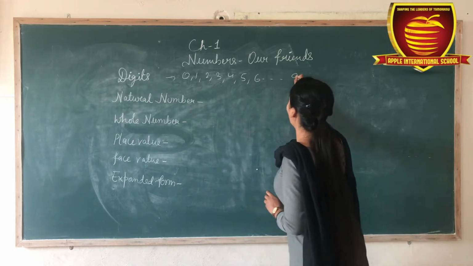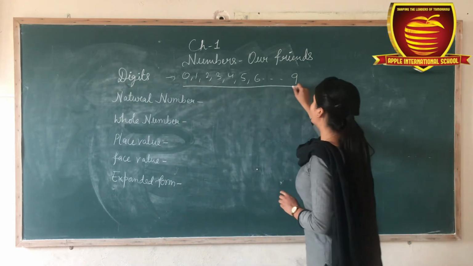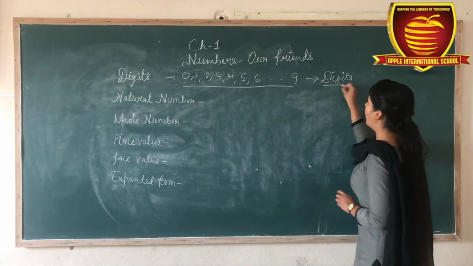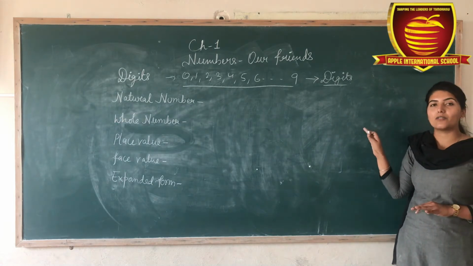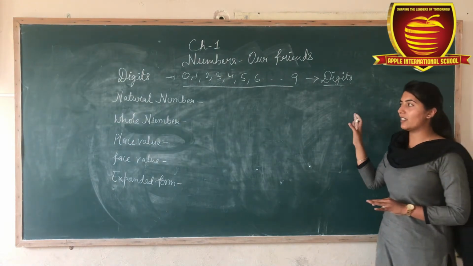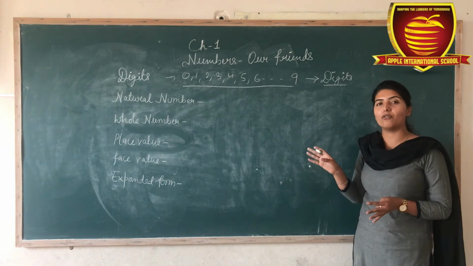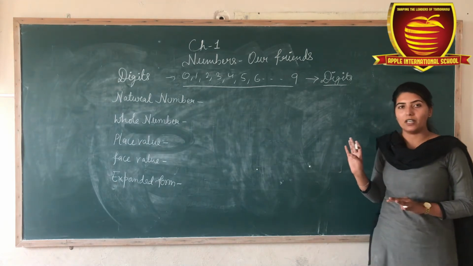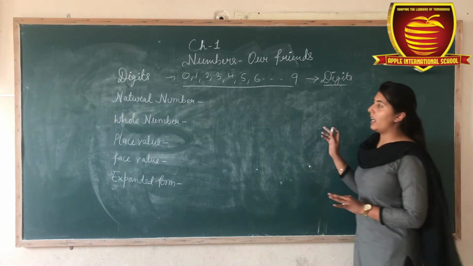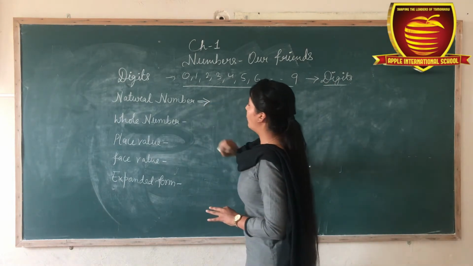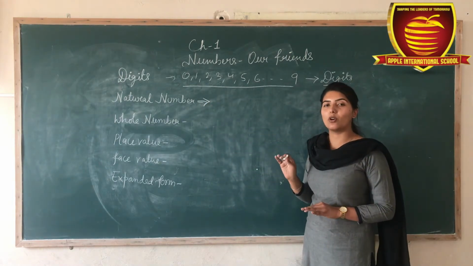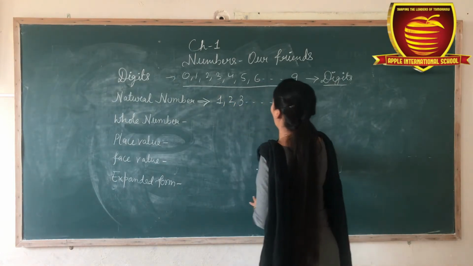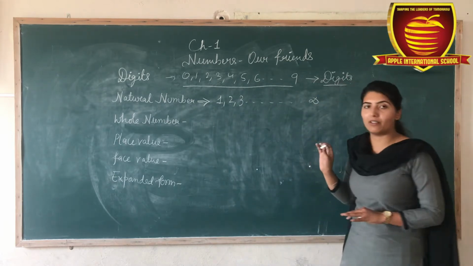5, 6 up to 9, and these symbols are known as digits. Now these digits form a lot of numbers. These numbers are differentiated into many further types, but in this chapter we discuss only two types of numbers. First is natural numbers. What are natural numbers? Natural numbers are those numbers which start from 1, 1 up to infinity.